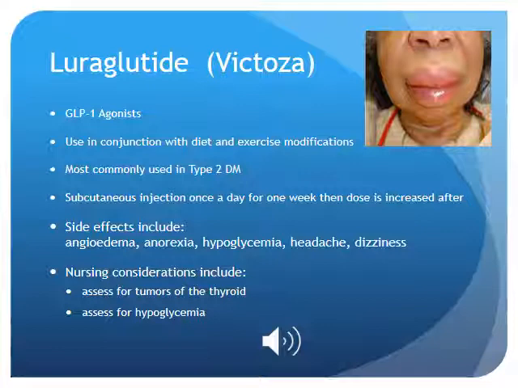It's a subcutaneous injection that's used once a day for 1 week, and then the dose increases after. Side effects include angioedema, anorexia, hypoglycemia, headache, and dizziness. For nursing considerations, you should assess for tumors of the thyroid and assess for hypoglycemia.